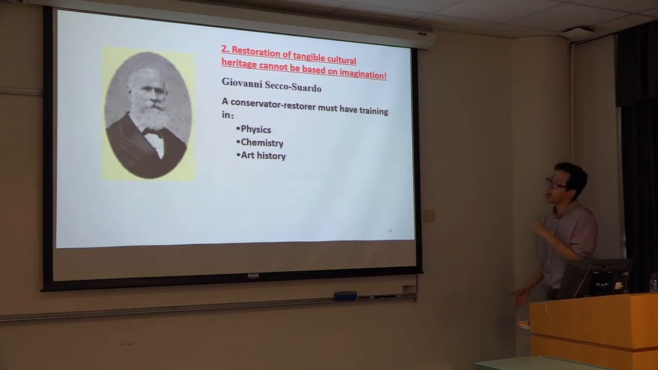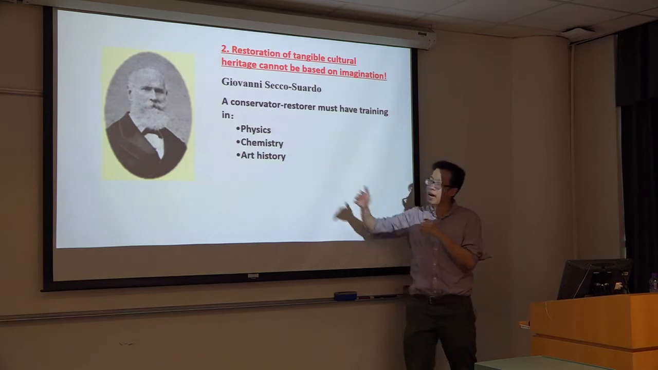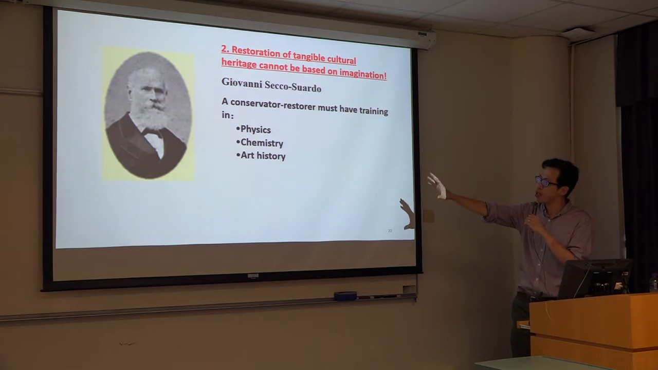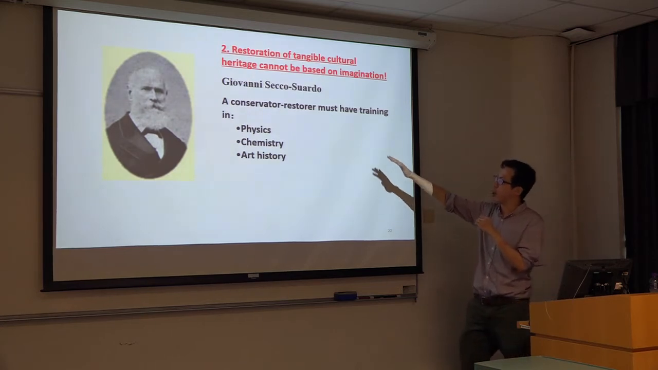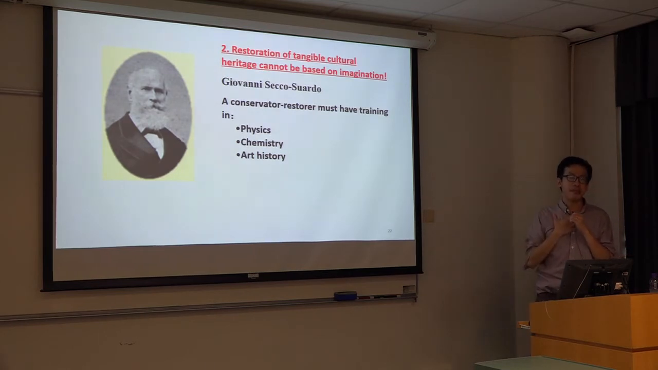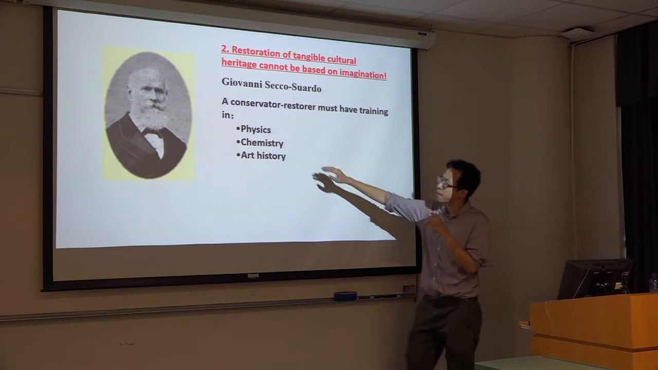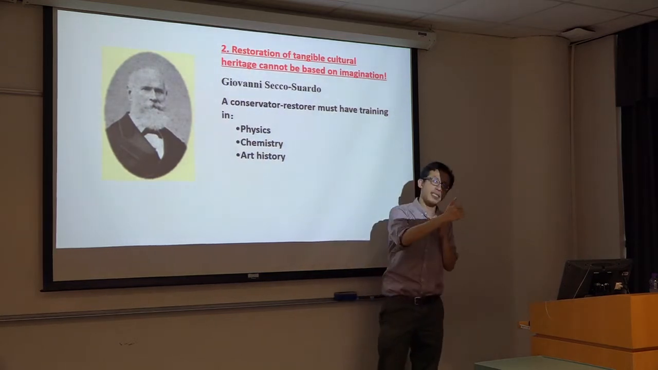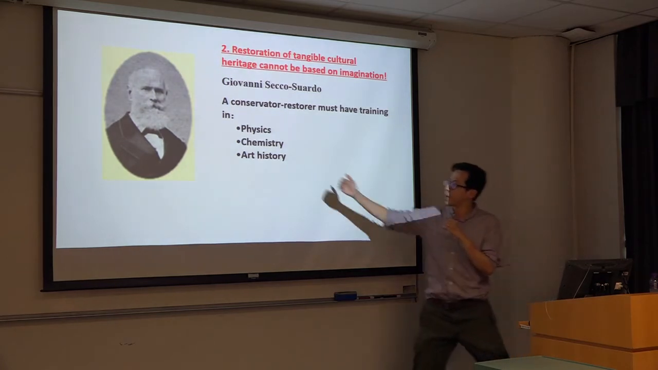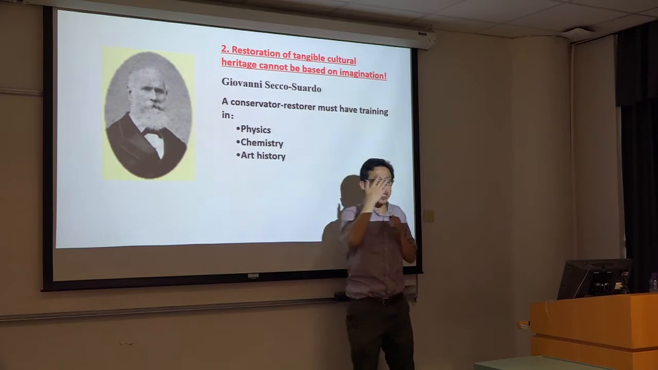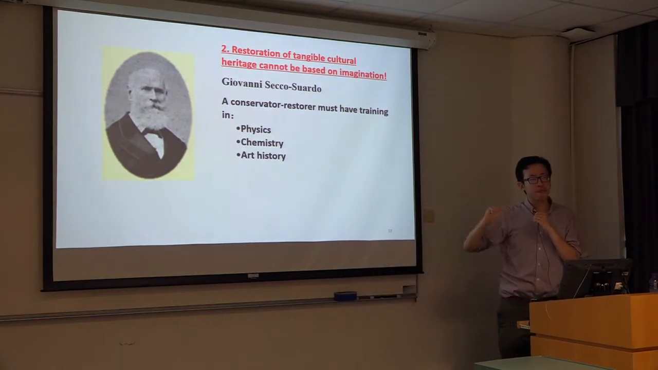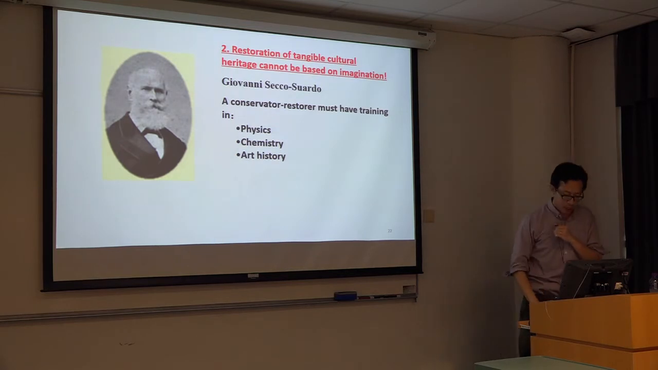In general, he developed some ideas, but before that, he made a very critical point, which is that conservation and restoration cannot be decided just by our common sense. Definitely, you need to have some chemistry background. You need to understand art history, understand the stylistic development in different periods, and also you need a physics background to understand what kind of materials could be employed for conservation.